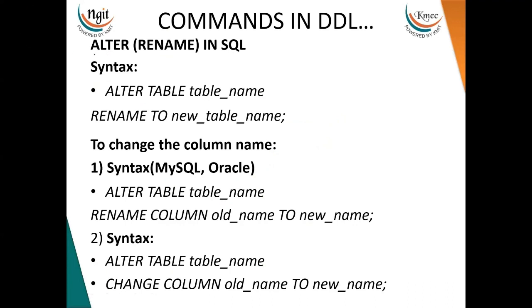Alter command. Alter is used for renaming the table name or renaming the column name. In order to rename the table name, this is the syntax which we are going to follow. Alter table, table name. The table name which we have already created is student. Now I don't want this student to be my table name. I wanted to change it to a new table name. So we will be using rename in combination with the alter command. Alter table student, rename to new table name.